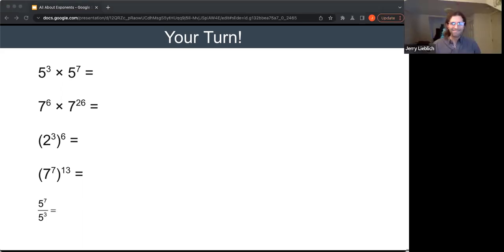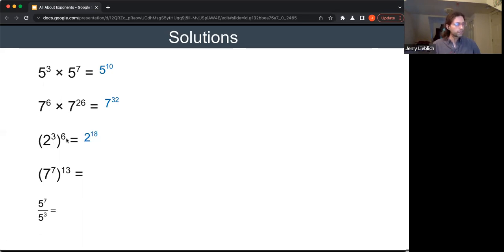Okay. Sorry if you haven't quite finished. Let's take a look at the solutions here. So here we've got our same bases. We're going to add our exponents. Same bases, multiplication, we add the exponents. Power raised to a power, we multiply those exponents. Power raised to a power, we multiply those exponents. Same base, we're dividing, we subtract the exponents.